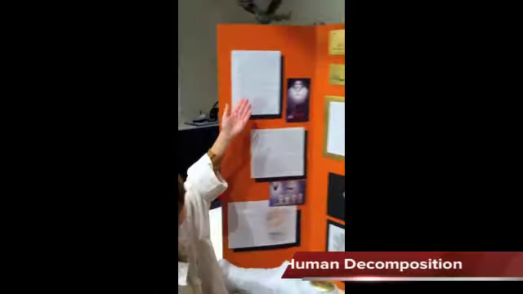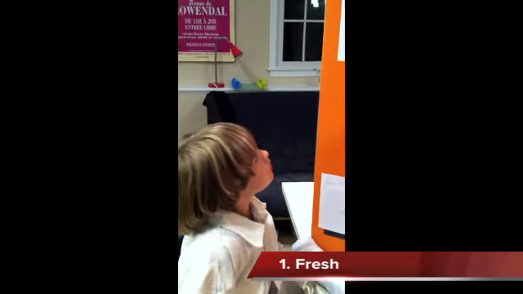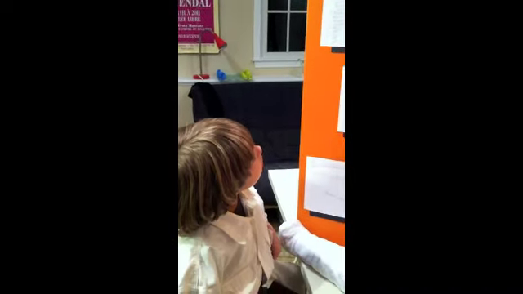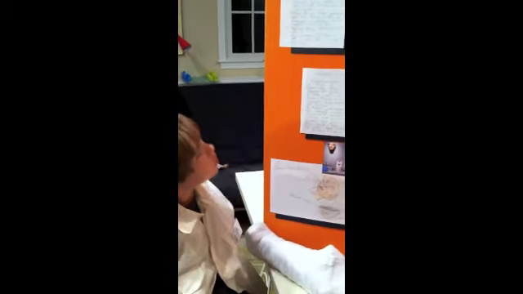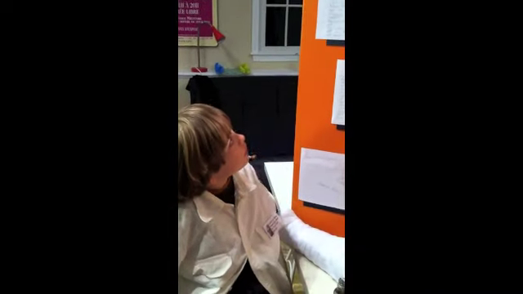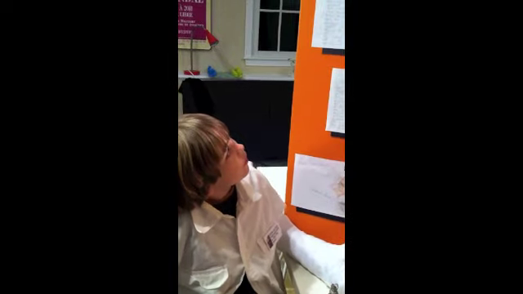Professor, could you please tell us about human decomposition? Okay, so this is human decomposition. There are 5 steps. The first step is fresh. It starts after the heart stops beating. After 6 hours, muscles become rigid, rigor mortis. Cells lose their unity and break down. This is known as autolysis.